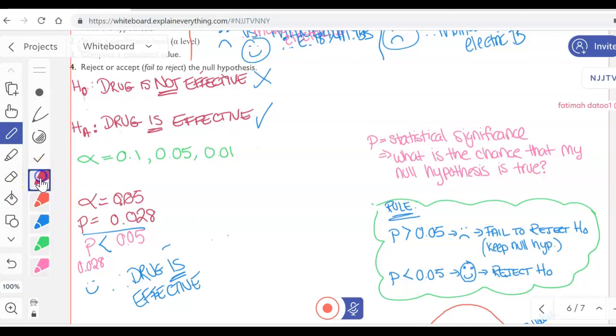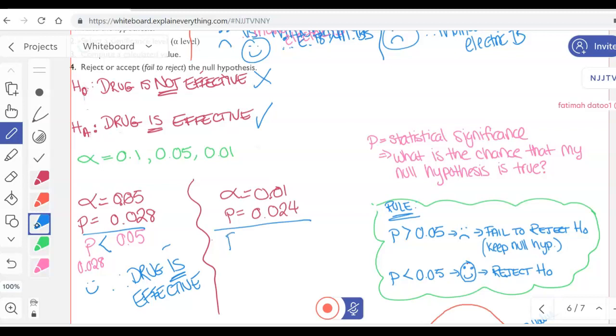Let's look at a different example. So let's say I'm going to change the alpha level here. Let's say the alpha is 0.01. Okay, so 0.01, and my p-value is, let's make it kind of similar. So I'll just change it to 0.024, okay? So let's look at whether this is good or not. So what I do is I bring the p down, okay, and p is 0.024, and I bring the alpha level down, which is 0.01. I don't know why the computer keeps making that line.